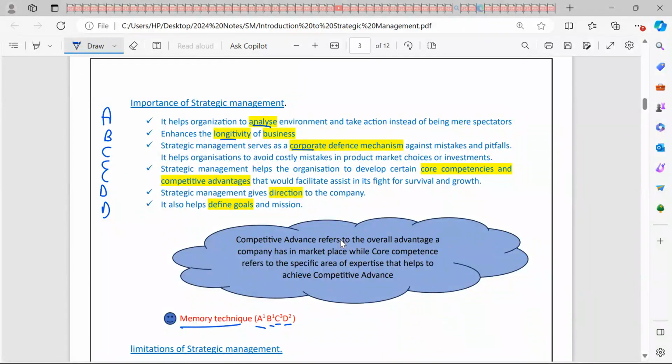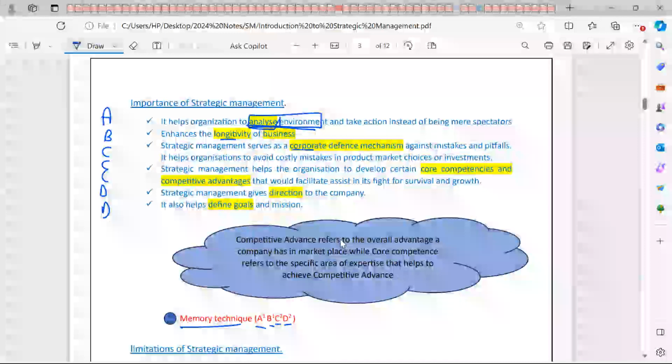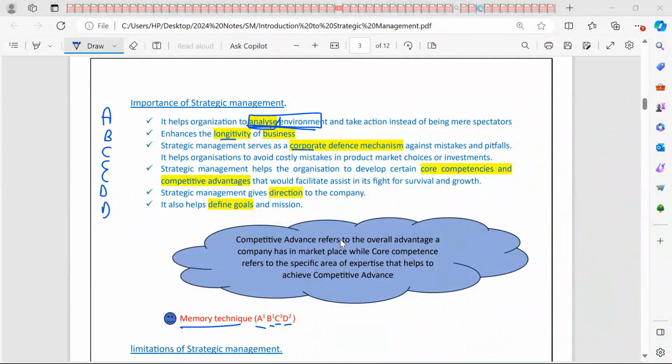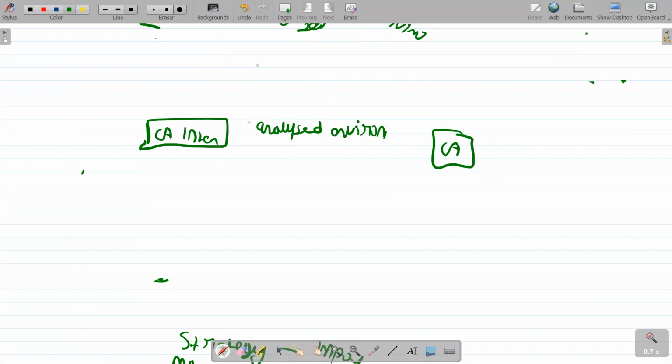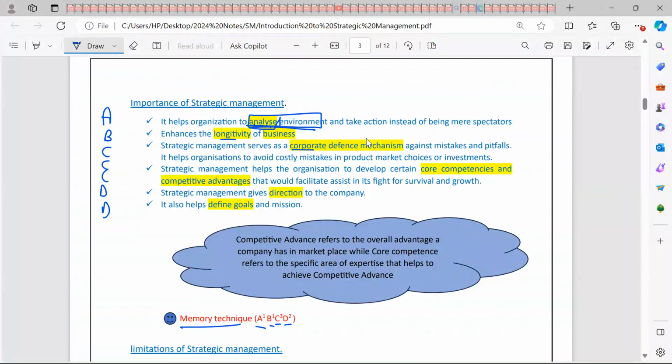What are the importance of strategic management? It helps the organization to analyze the environment and take action. Coming back to your example, you were in CA intermediate, and your goal was to become a chartered accountant. Why did you decide to become a CA? You analyzed the environment, na? You analyzed that the demand for CA is continuously increasing. That's why you decided to become a CA. So one part of the importance of strategic management is that it helps the organization to analyze the environment.